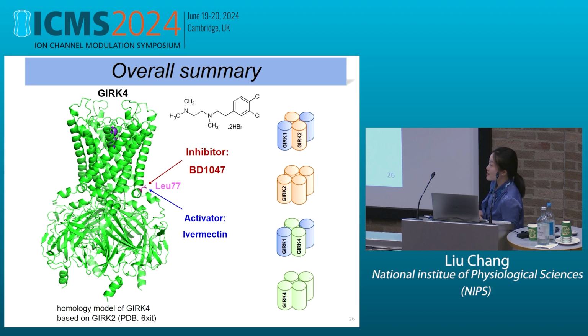by the docking results. And in the end, I also showed you some competition between the inhibitor BD and the activator ivermectin at the same position. This suggests that this position might be a hotspot for the binding of GIRK drugs or ligands, and might be a good position for designing a drug for GIRK-associated diseases.